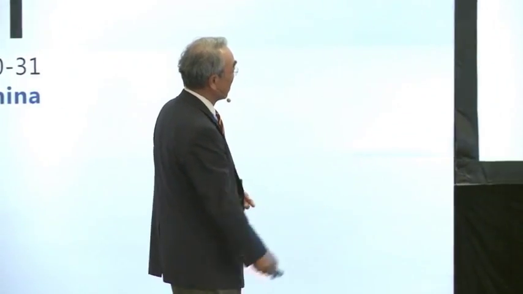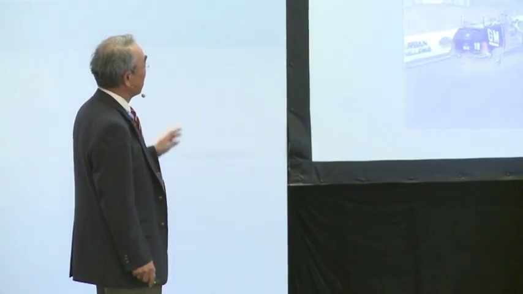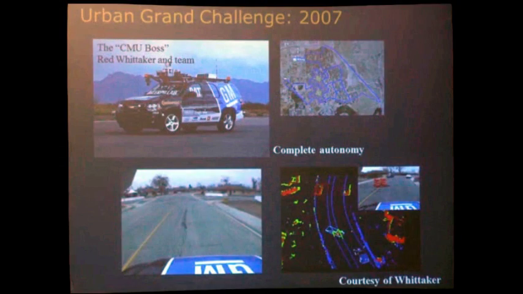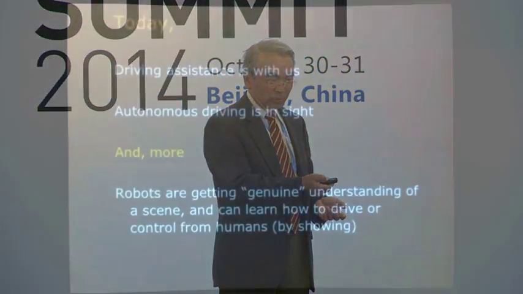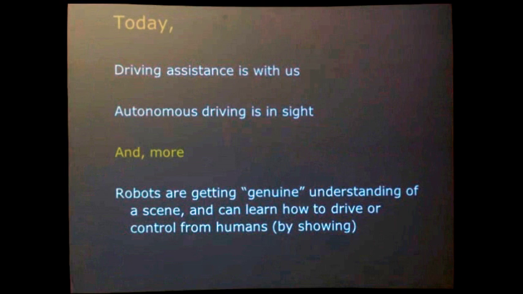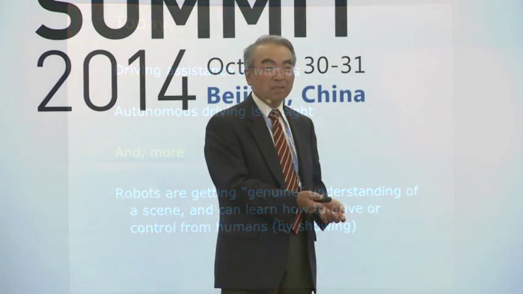Now today, this is 2007, this is CMU's Red Whittaker's work. It actually won first prize, and this is complete autonomy. Even a human for safety is not on the car. It was very interesting that this progress has been made in about 12 years. So today, driving assistance is with us. Autonomous driving is in sight.